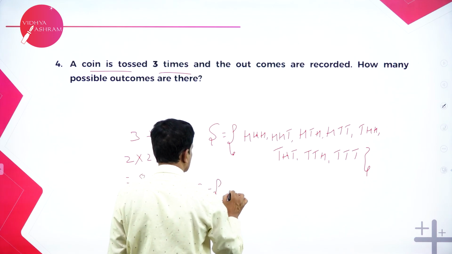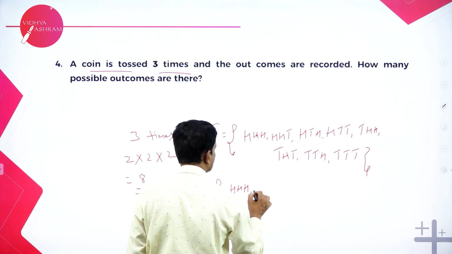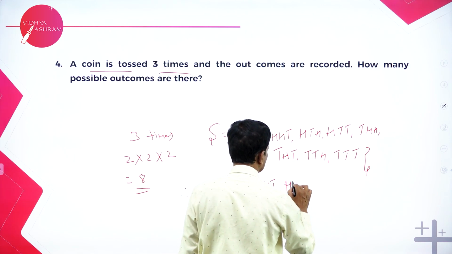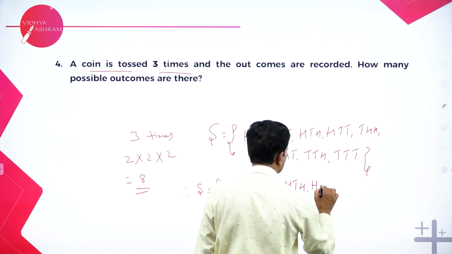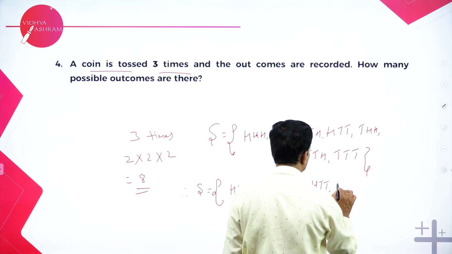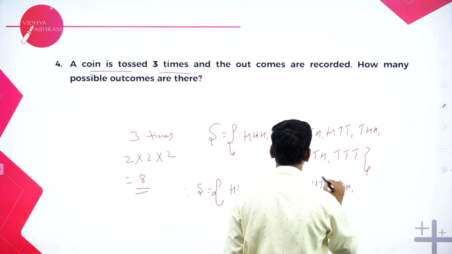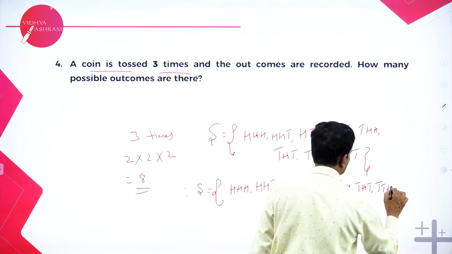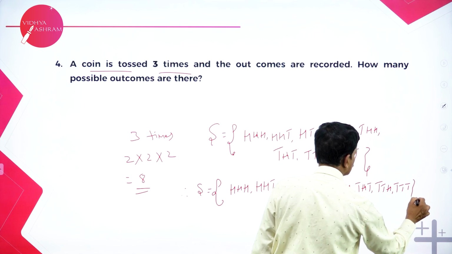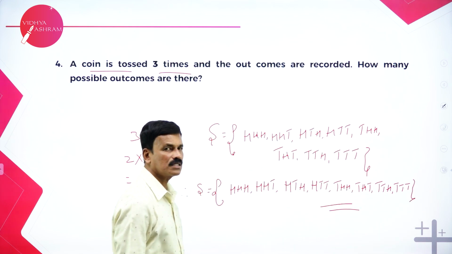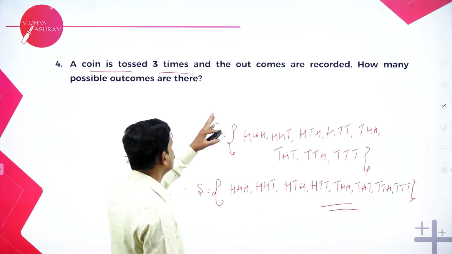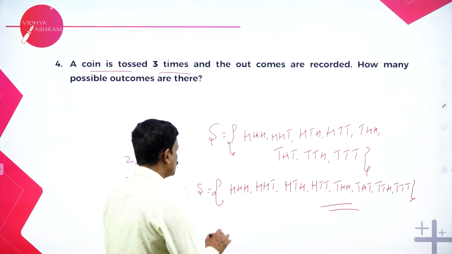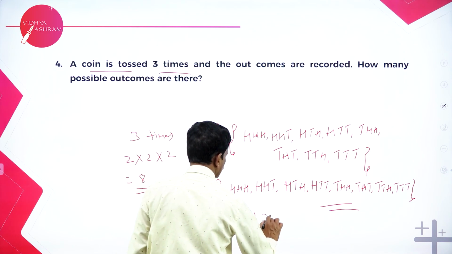S is equal to the sample space: HHH, HHT, I'll write properly, HTH, HTT, then again THH, THT, TTH, and the last TTT. So this is the sample space. That means if a coin is tossed 3 times, these are the outcomes recorded. So in total 8 outcomes we are going to record.